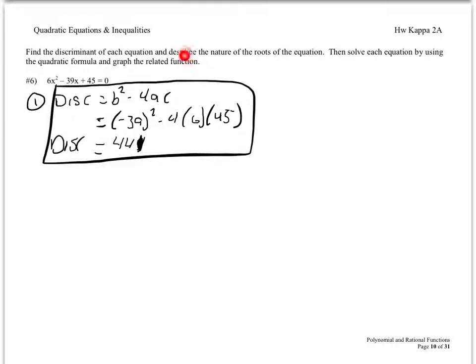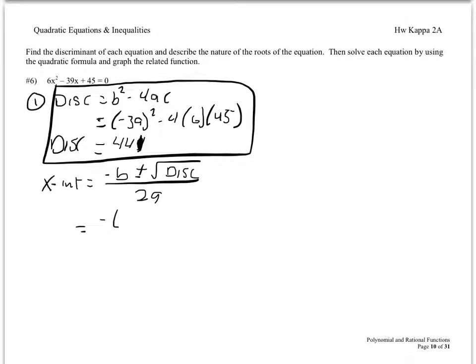Second part of the instructions. Describe the nature of the roots of the equation. Well, since the discriminant is positive, this is going to have two distinct real roots. That means two different x-intercepts that are real numbers. To find the x-intercepts, then, we continue with the quadratic formula, which is -b plus or minus the square root of the discriminant, divided by 2a.